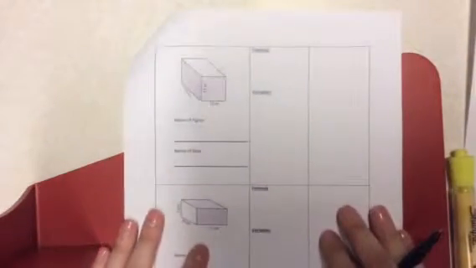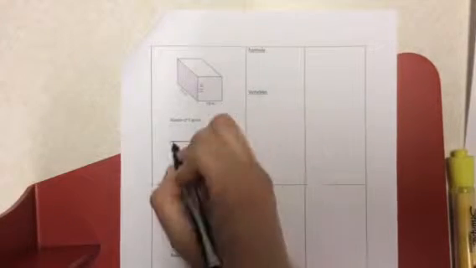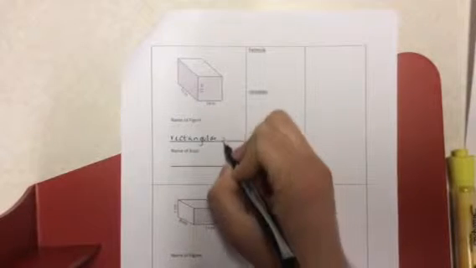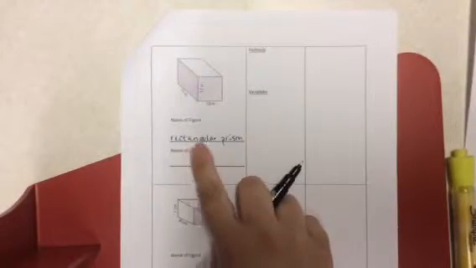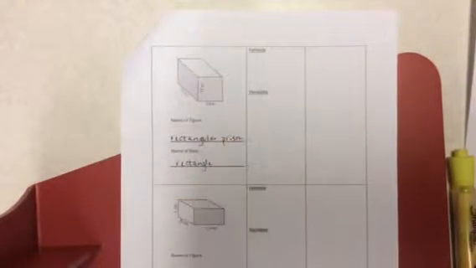Okay, now we're going to look at this next figure. All right, again, what shape is this? Again, it is a rectangular prism. What is the shape of the base? If it's a rectangular prism, the shape of the base is a rectangle.